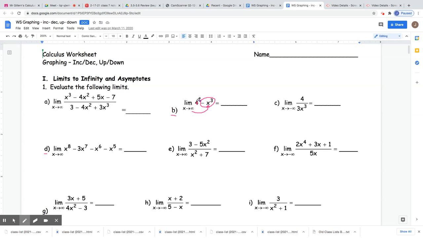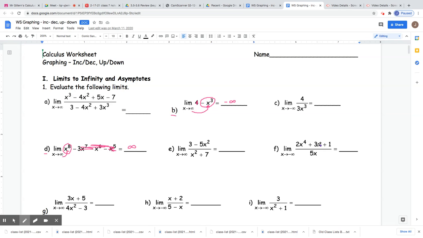This means nothing. So infinity cubed is still going to be positive, but that negative out front makes that negative infinity. For D, this one here is the leading term. You don't care about any of this. You just plug positive infinity in there and you would get positive infinity. So that's how you deal with polynomials.